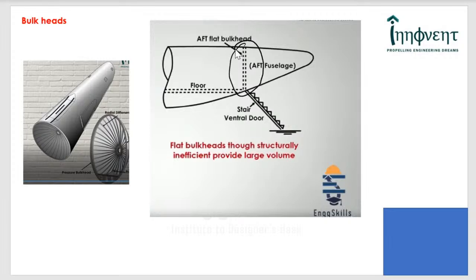You can continue to use a plate, which is structurally very, very inefficient. That means we have walked from a very basic pressure vessel concept to the concept of the bulkhead. That is what in Innovent we call the culture of going from concept to technology.